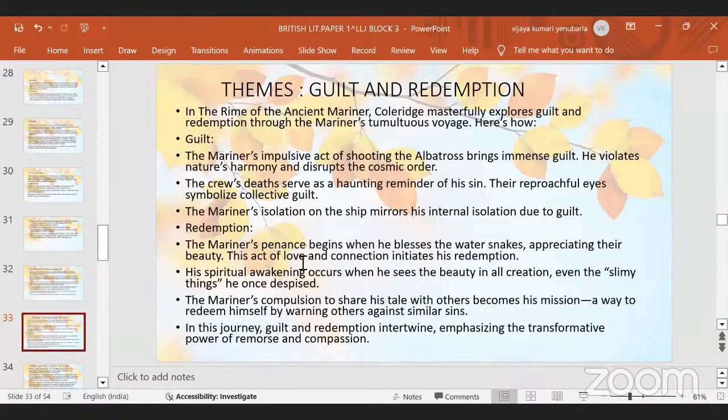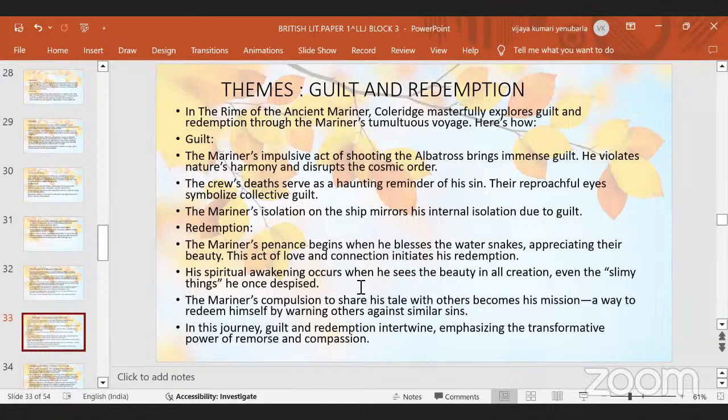The mariner's penance begins when he blesses the water snakes, appreciating their beauty. This act of love and connecting initiates his redemption. Earlier, when he sees the creatures, water snakes, he curses, he chides, and he feels a little bit of hatred towards them without any reason. But now he has repented and he is feeling guilty. So now when he sees these water snakes, he appreciates the beauty and the innocence of water creatures. So now that is an act of redemption.